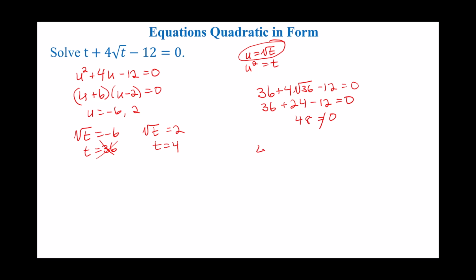If I try 4 plus 4 square root of 4 minus 12 equals 0. 4 plus 4 times 2 is 8, minus 12 equals 0. 4 plus 8 is 12, and 12 minus 12 does equal 0. So that solution works. T equals 4.